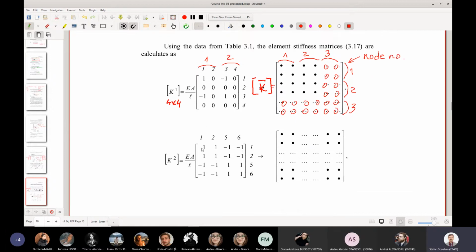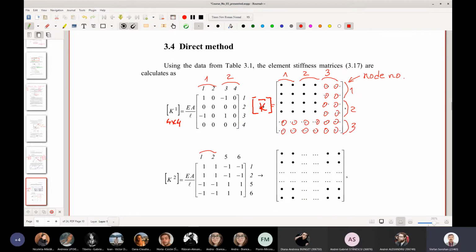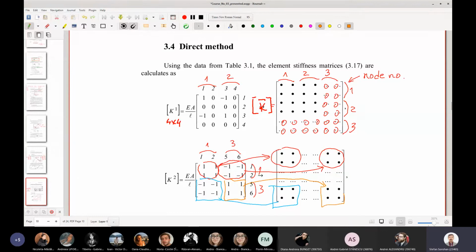And for the second element, the second element is between 1 and 3. Again, this is for node 1, this is for node 3, this is for node 1, this is for node 3. That means, according to this rule, this part here will be exactly here, and this second part will be exactly here. And this part here is exactly here as position. So this one was observed for the first time.